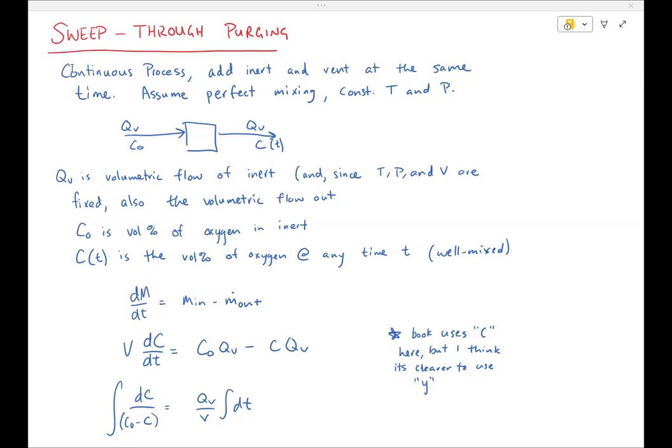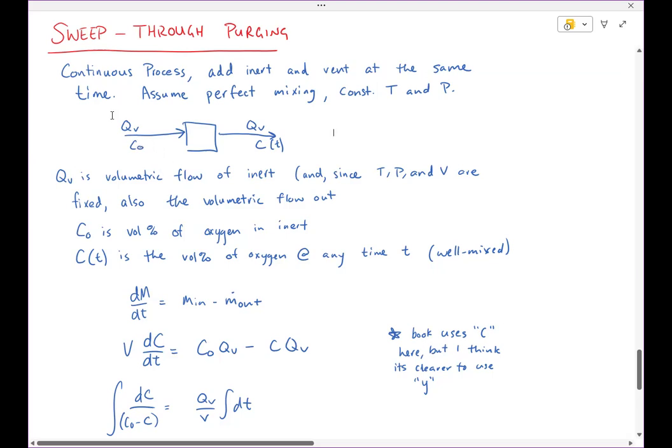In sweep-through purging, it's continuous, so I'm not doing one step and then the other. I'm adding inert while at the same time I'm venting by relieving that stuff that I've added. I'll assume perfect mixing, constant temperature, and constant pressure. So this is nothing but an unsteady state material balance, which I like to cover. I don't know if you covered it in your material and energy balances course.